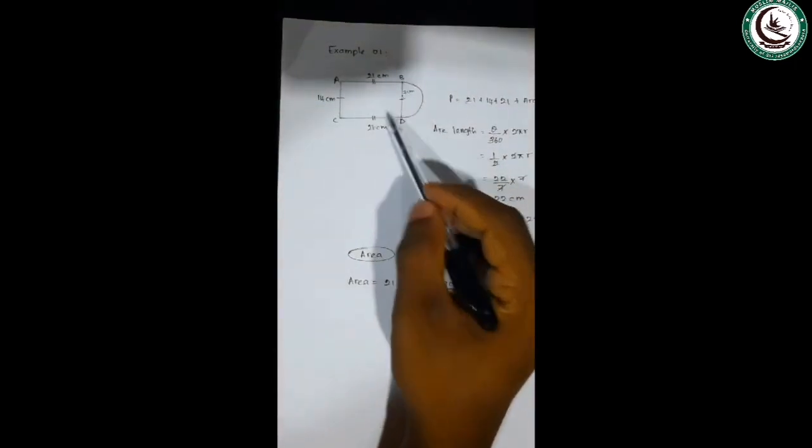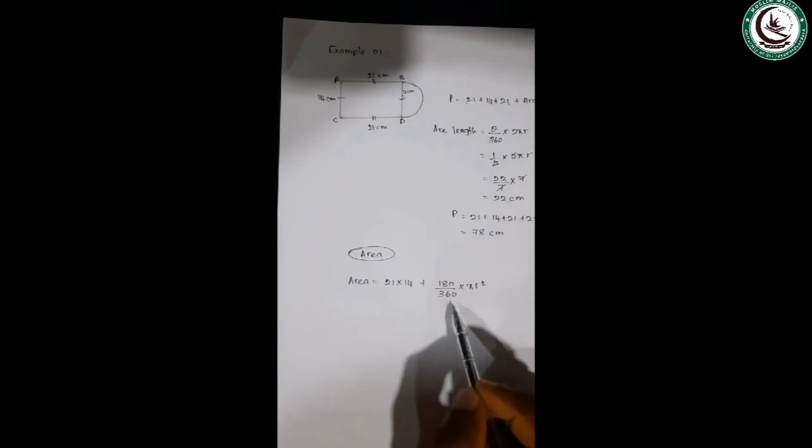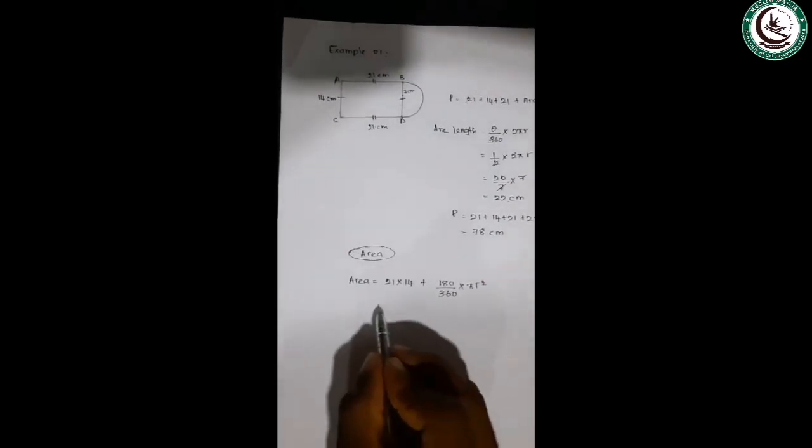That area would be 180 over 360 into pi r square. We know the area of a circle is pi r square. So this is half of the circle, that is a semicircle. So 180 over 360. As same as this, the sector would be theta over 360 into pi r square.